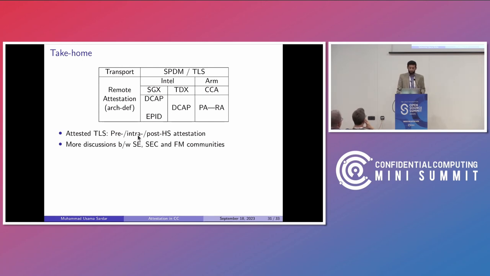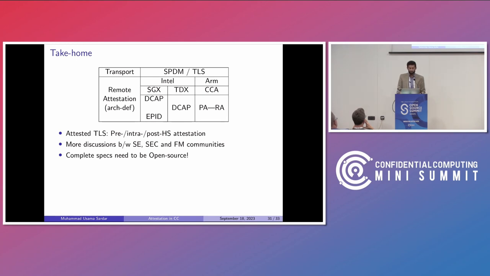and that's why intra-handshake is the way to go forward, and that's what we are using in this solution. We really need to have more discussions between the three communities: systems engineering, security community, and formal methods communities. And I really love this kind of event where we get to talk to each other to solve these problems, to move things forward.